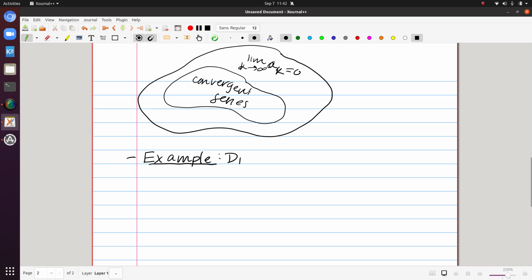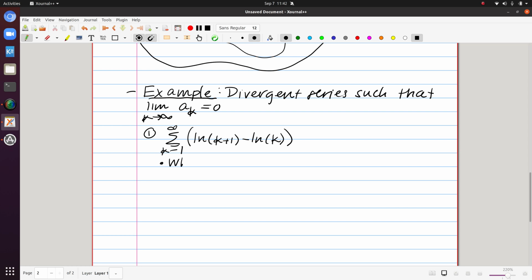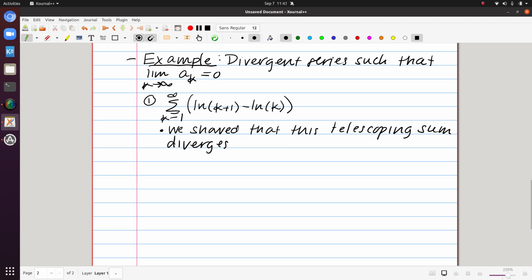So what I want to put here is an example of a divergent series such that the limit as k approaches infinity of a sub k is 0. The one that we've already seen is our telescoping sum with terms natural log of k plus 1 minus natural log of k. So we showed that this telescoping sum diverges. And again, we did that by finding the pattern of the partial sums, and we actually used the definition by taking the limit of the partial sums.